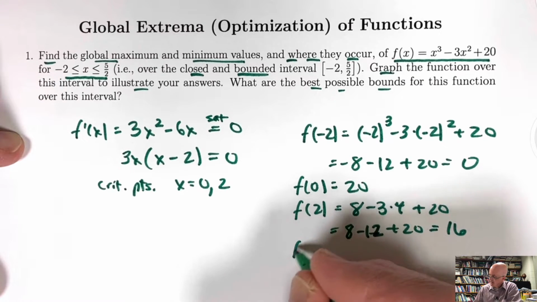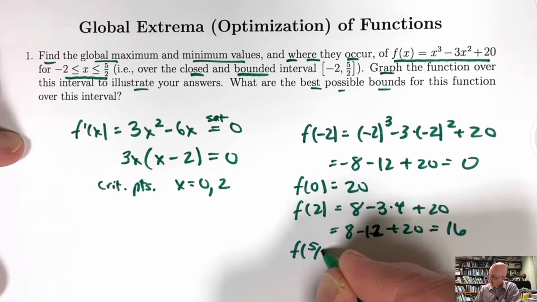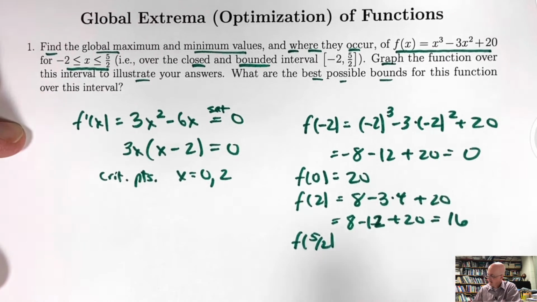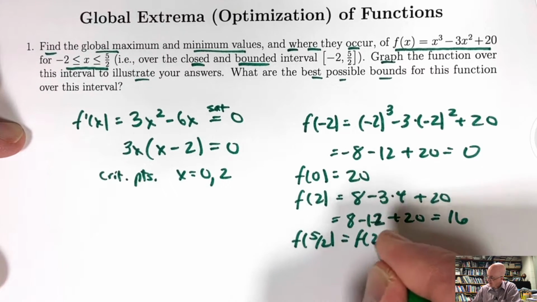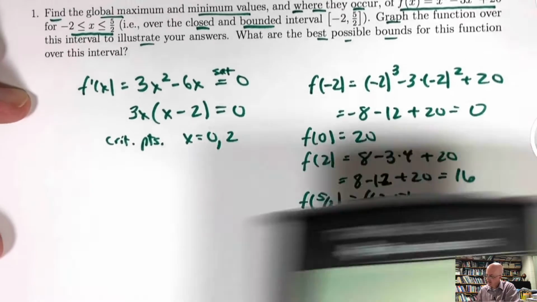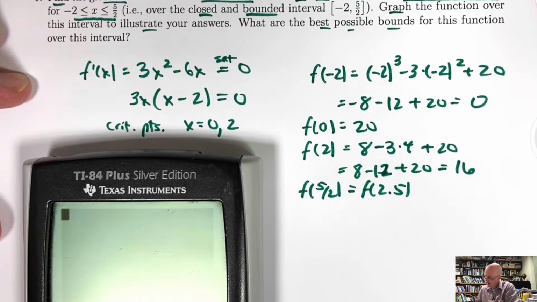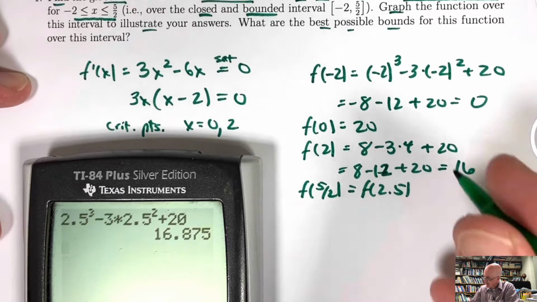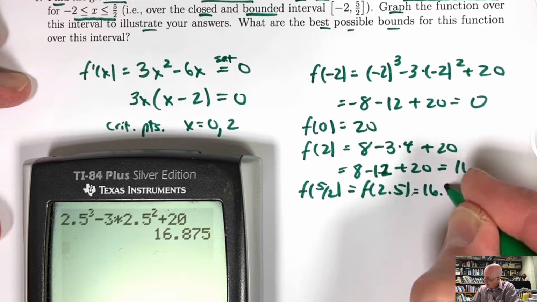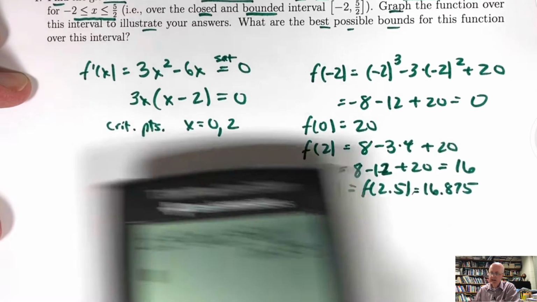And finally, we check the right endpoint, 5/2. I'm just going to go ahead and use my calculator here for that one to make it quicker. That's f of 2.5. So we need to plug in that number, 2.5, into the function. Cube it, subtract 3 times 2.5 squared, and then add 20. Looks like we get 16.875.